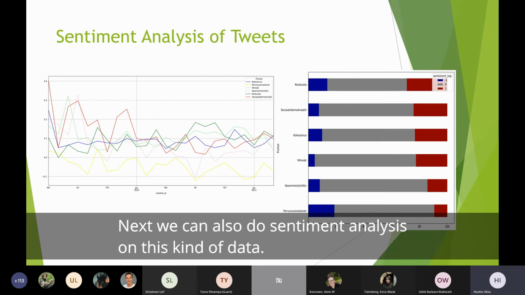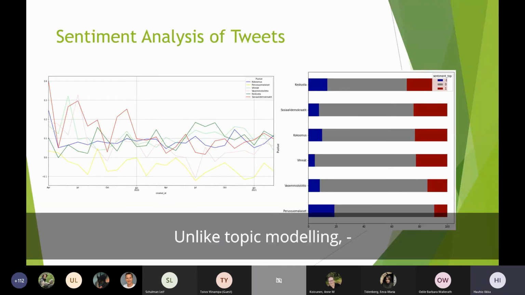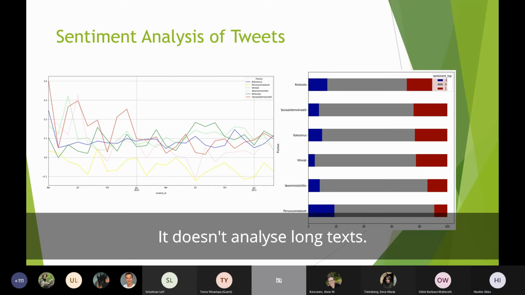Next, we can also do sentiment analysis on this kind of data. Unlike topic modeling, sentiment analysis is easier, as the sentiment analyzer analyzes single sentences. It doesn't analyze long text.